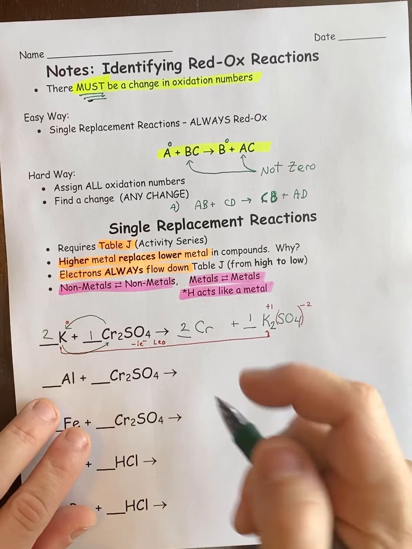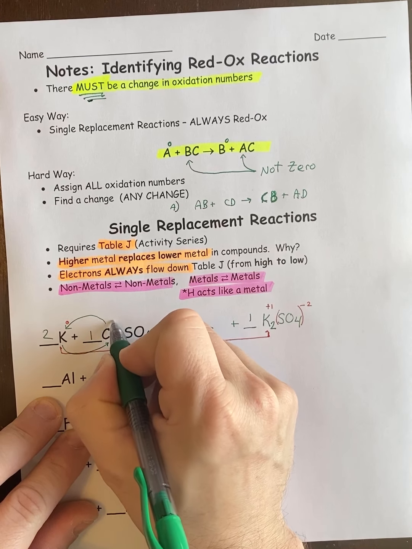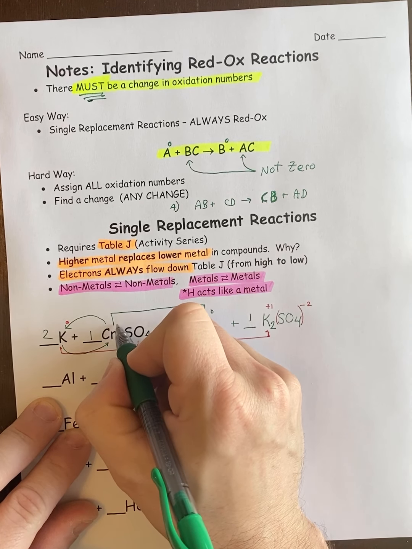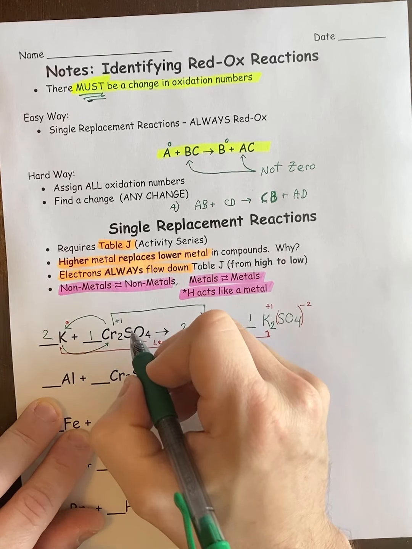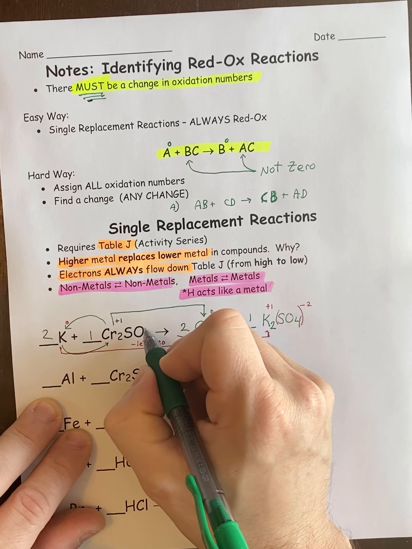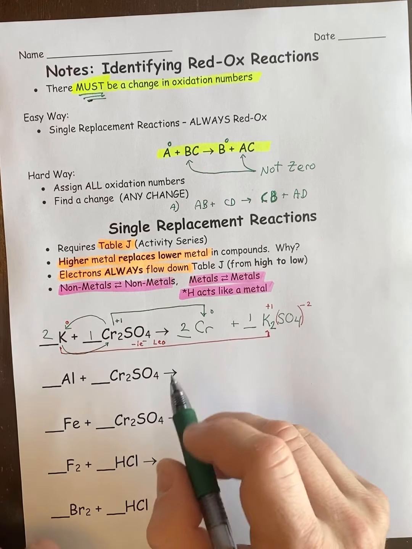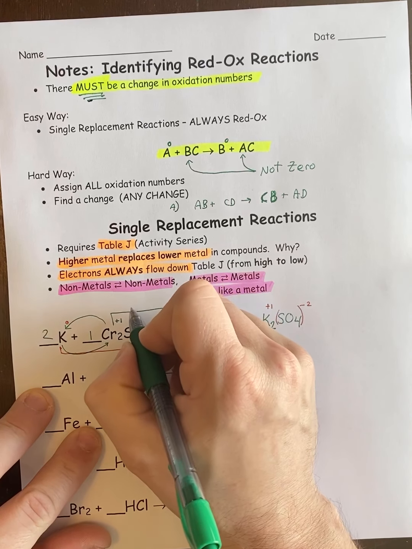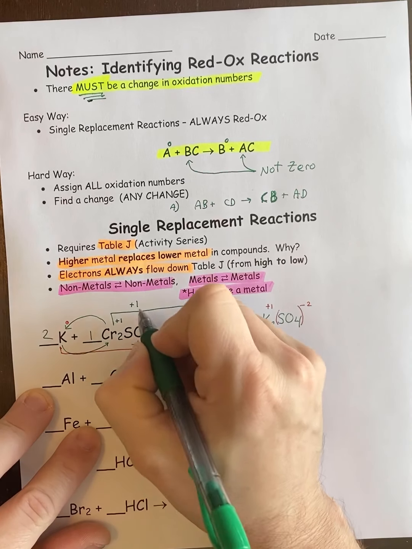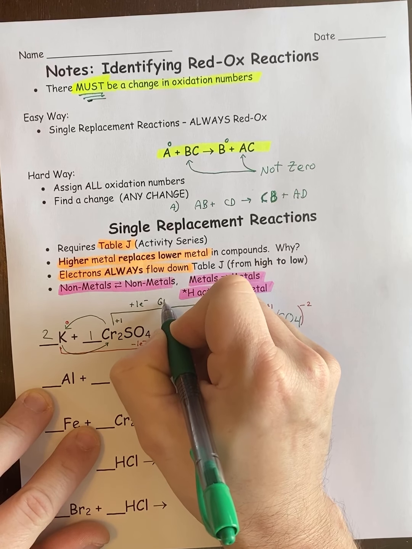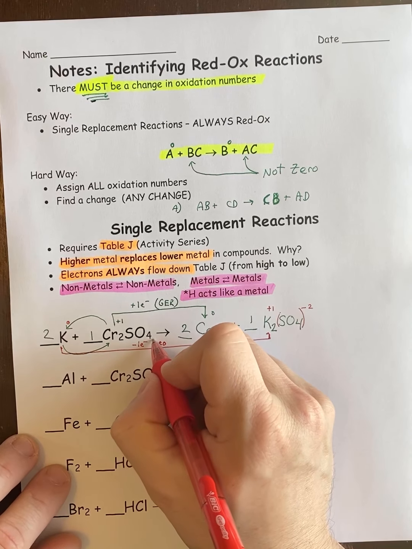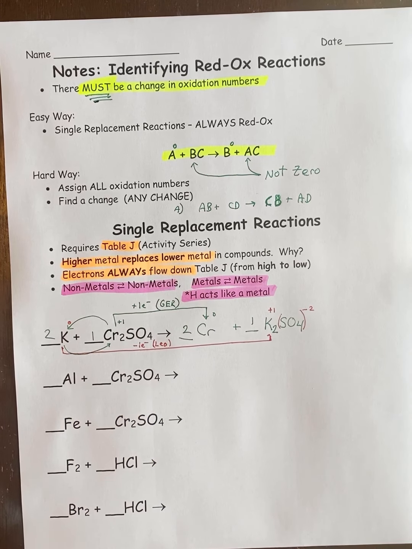And then Cr, it's 0 when it's alone, but in this case it's +1. The reason being is because SO4 as a polyatomic is -2. I'm not going to write it in, it'll get too busy, but Cr gained an electron. So now the next step would be you could write half reactions for these.